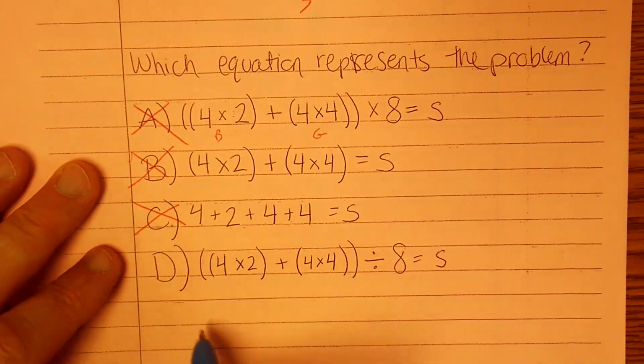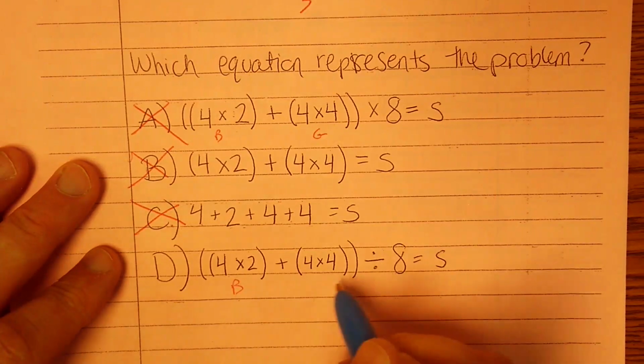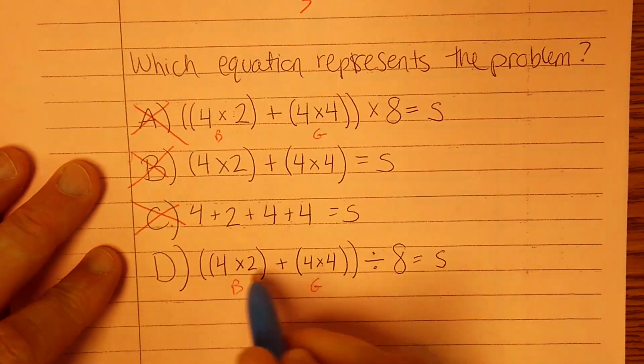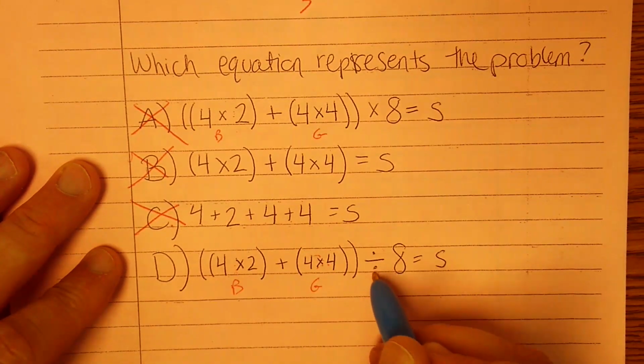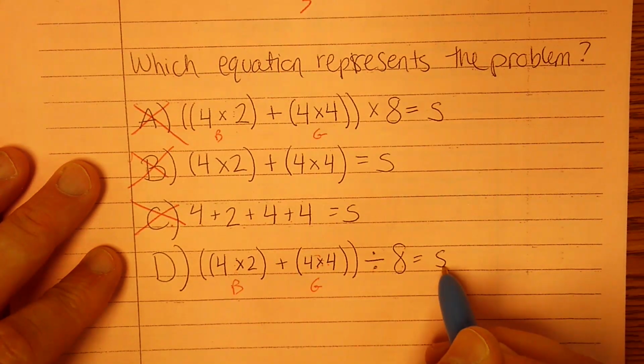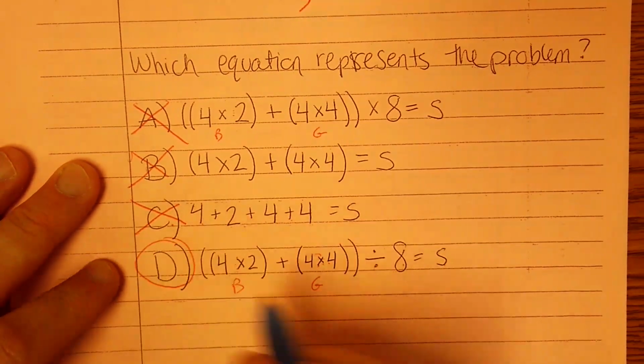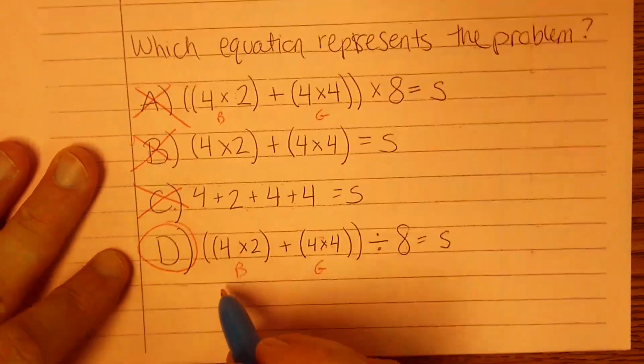But if I wasn't sure, I could check this in. So here's Team Blue, here's Team Green. We multiplied, we combined everything all together. We divided it by 8 to get the number of shields. I think that's what it is. But if I was unsure, I could do all the workings, couldn't I?